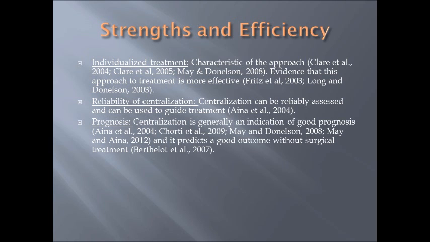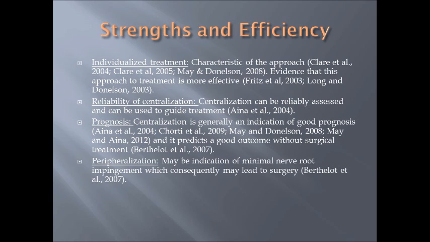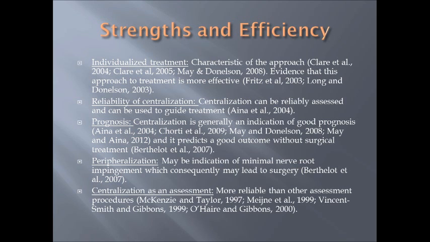Furthermore, studies have shown that centralization can be a useful prognostic indicator and it's related with a good outcome without surgical treatment. On the other hand, peripheralization may indicate nerve root impingement, which consequently may lead to surgery. Now, under the scope of assessment, centralization seems to be more reliable than other common procedures such as palpation or observation.